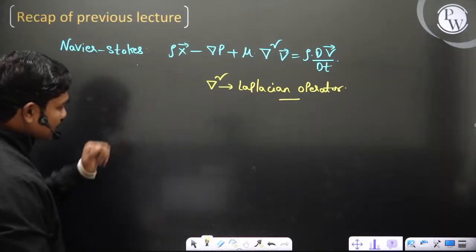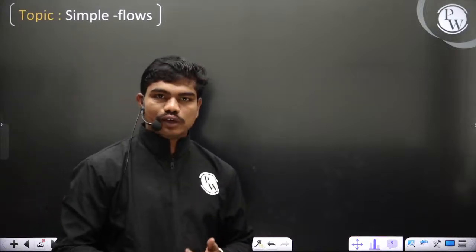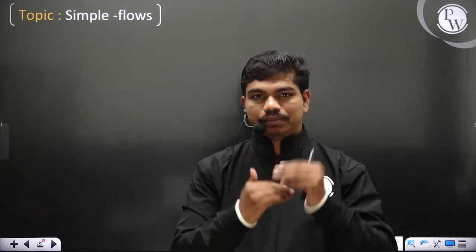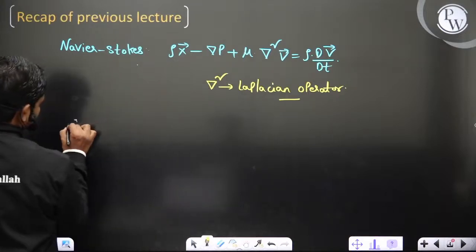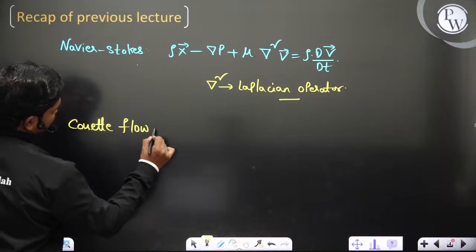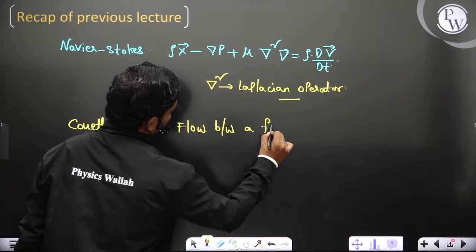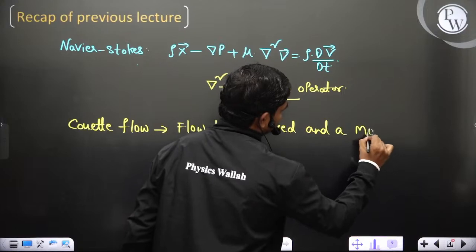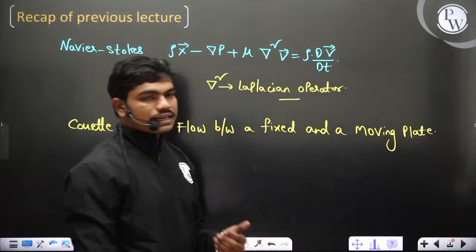So in the last class we have seen this for the Couette flow. In today's class we will continue with simple flows. We will see 2 more flows, which are flow through pipes, basically Hagen-Poiseuille flow, and also flow between 2 fixed plates. In case of Couette flow, we have also seen that this is flow between a fixed and a moving plate. Okay, so this is between a fixed plate and a moving plate.